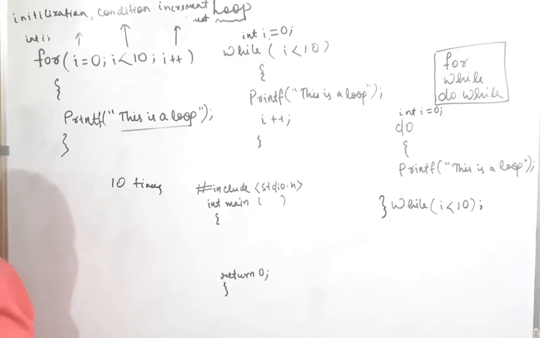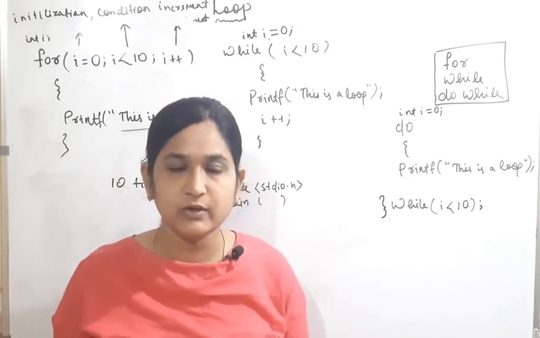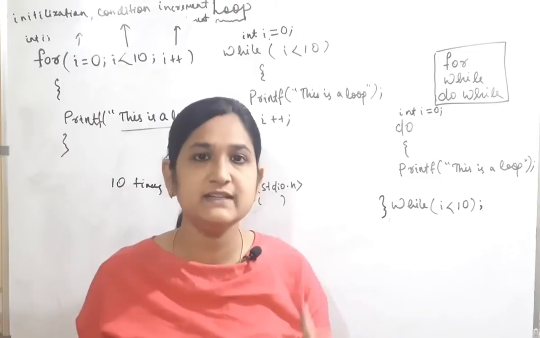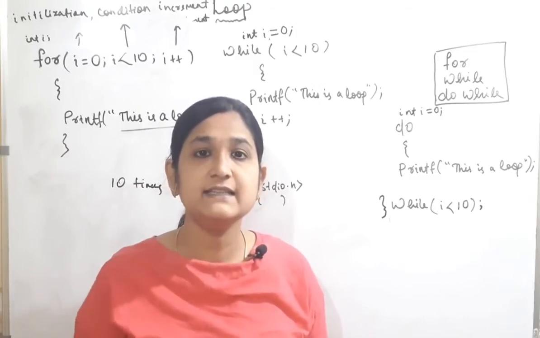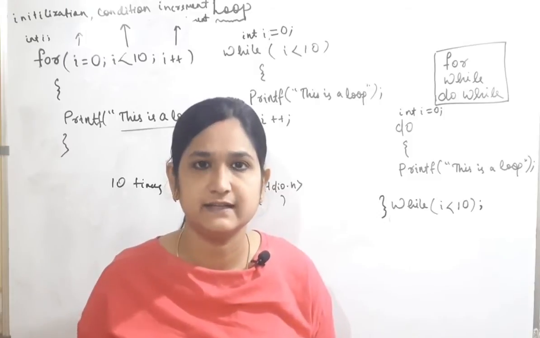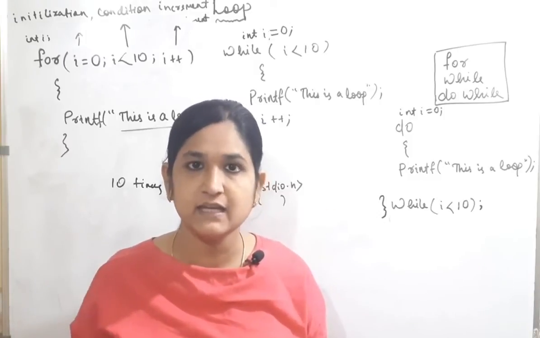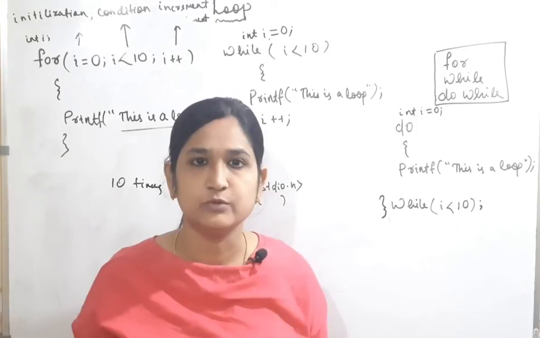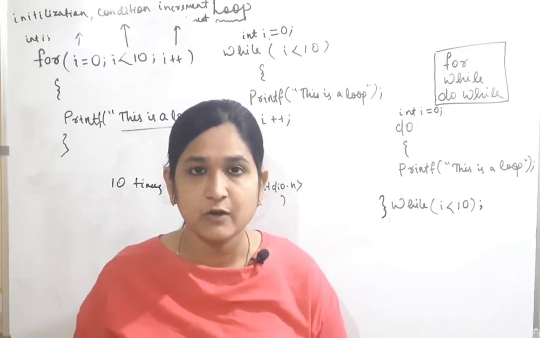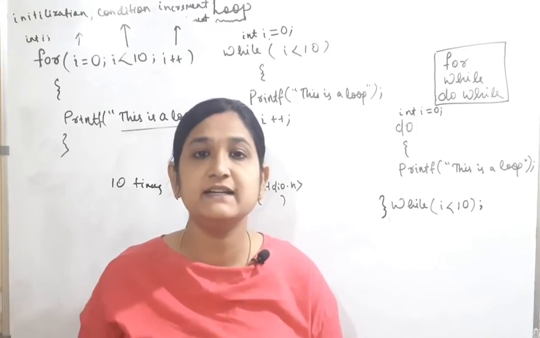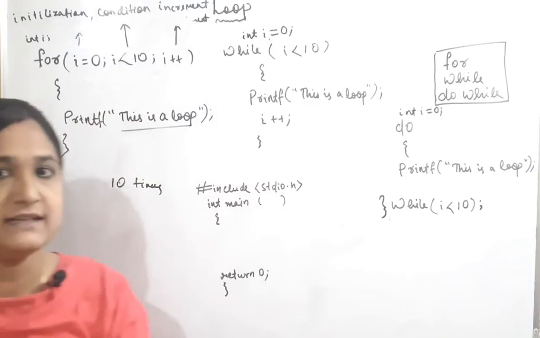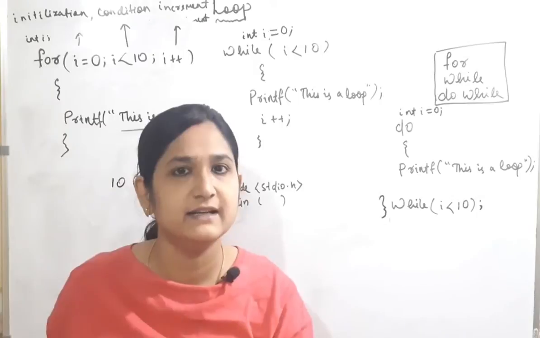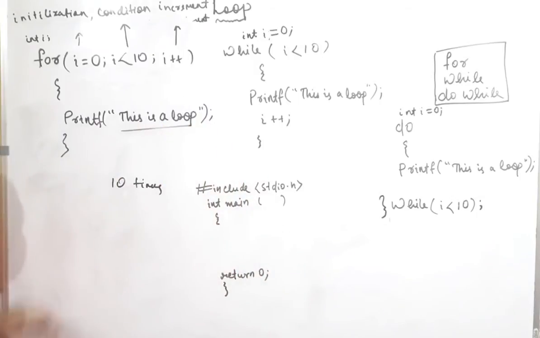When i is 0, 0 is less than 10, so the condition is satisfied. 1 is also less than 10, 2 is less than 10, 3, 4, 5, 6, till 9 the condition is true. I mean, from 0 to 9 the condition is true, and from 0 to 9 the statement "this is a loop" will be printed, so 10 times printing is done, right? So this is a condition check.